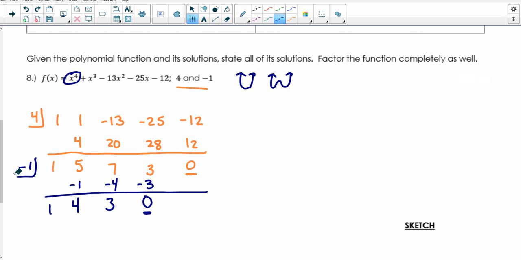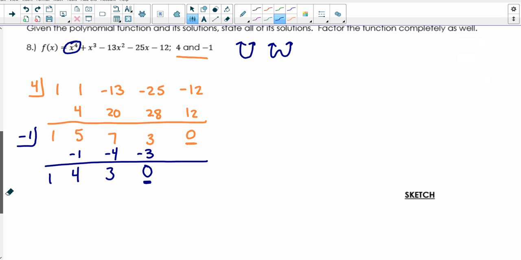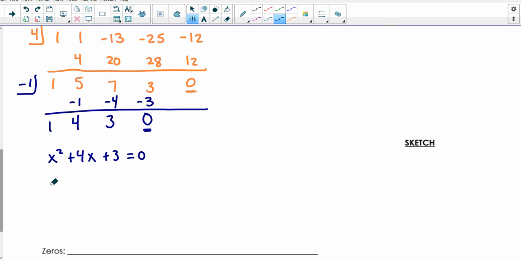Okay, so I'm going to rewrite my function, 1x squared, or just x squared, plus 4x plus 3, and I am going to write equals 0 here because I actually do want to solve, since I'm trying to find the zeros. I'm going to stop. Okay, so I factor this. It's a fairly easy one to factor.